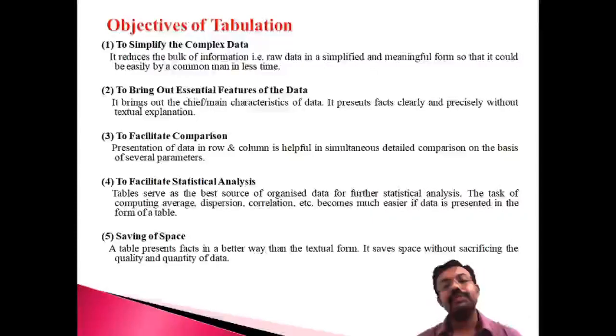It's one of the important objectives. That means it always saves space without sacrificing the quality and the quantity of the data. These are the important objectives of tabulation. The first is simplifying the complex data, the second is bringing out the essential features of the data, the third is to facilitate comparison, the fourth is to facilitate statistical analysis, and the fifth is saving of space. These are the important objectives of tabulation.